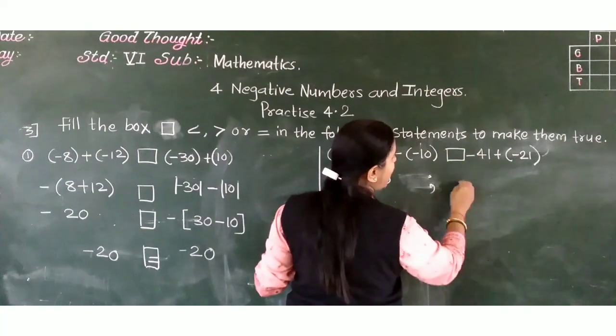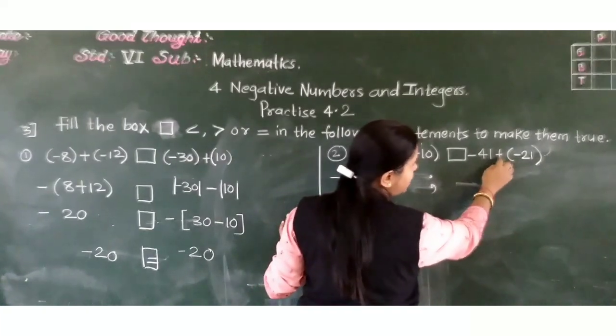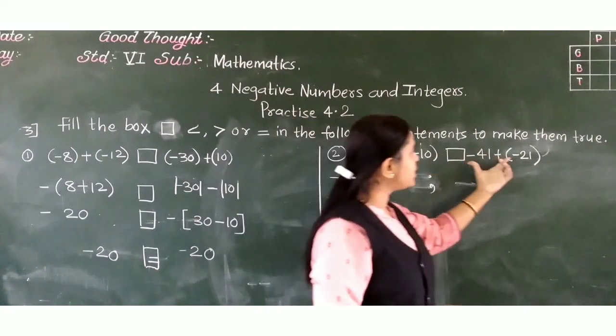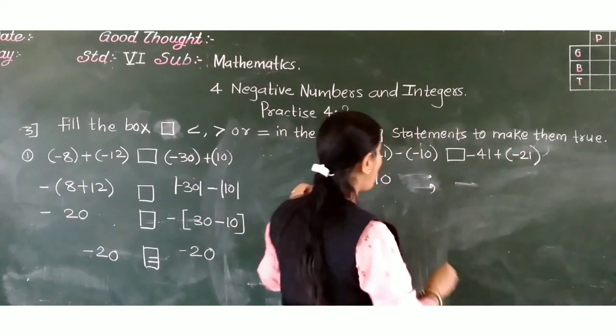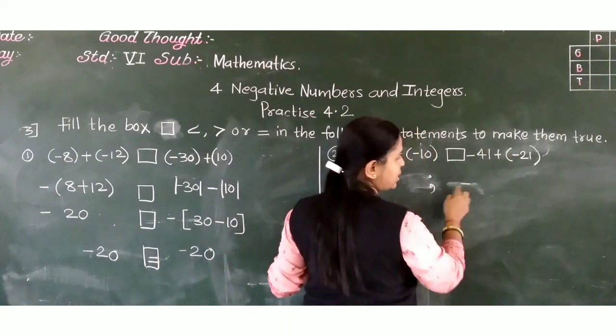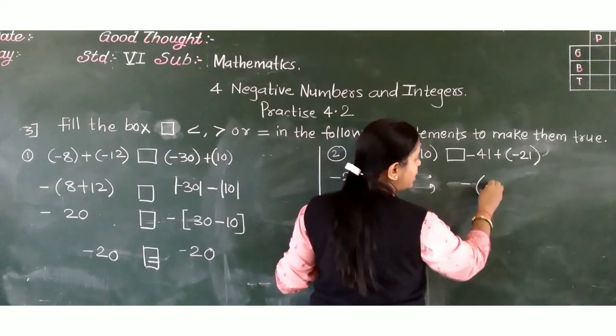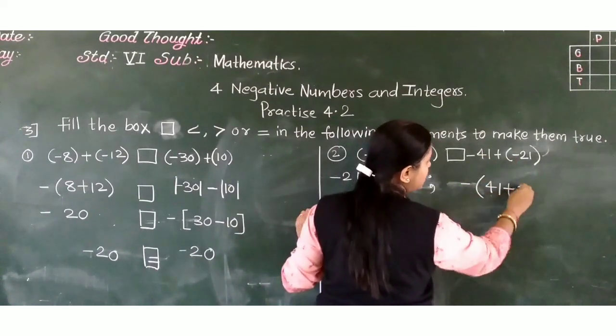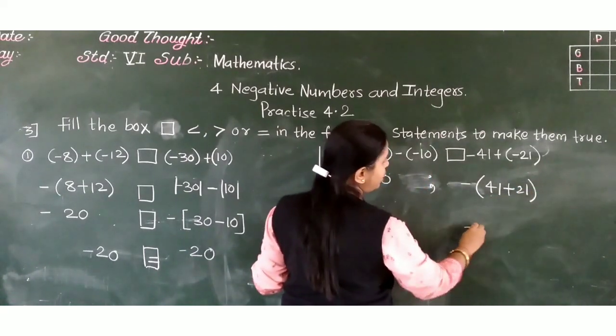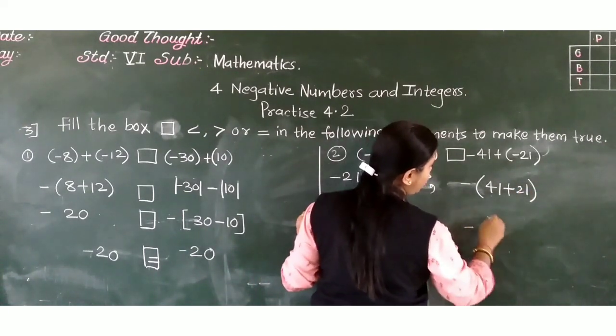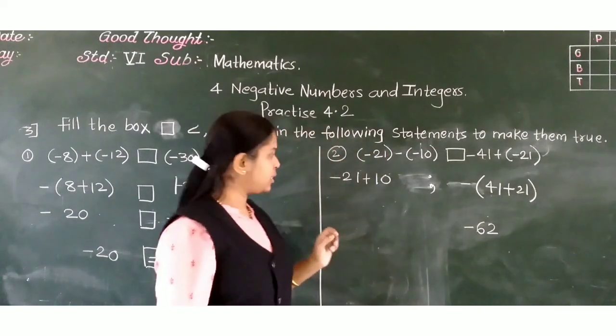Now here, addition is there, and both integers have the same sign. So the answer will be in minus, same sign, and inside we have to add these numbers. So here what will we get? 112, 4 plus 2, 6, minus 62.